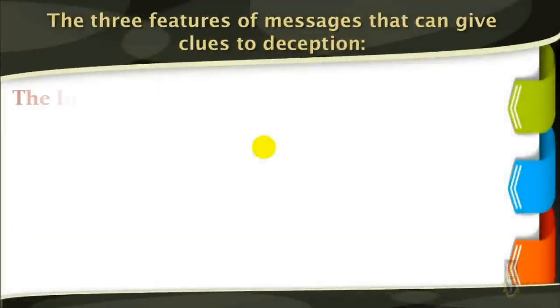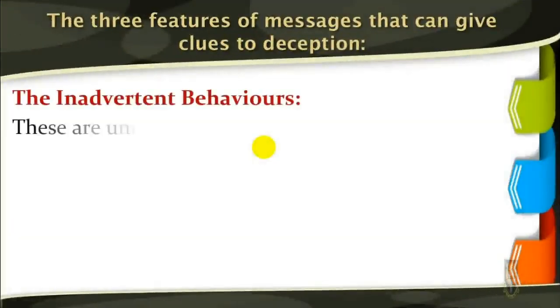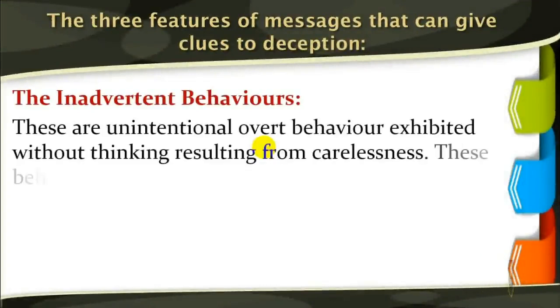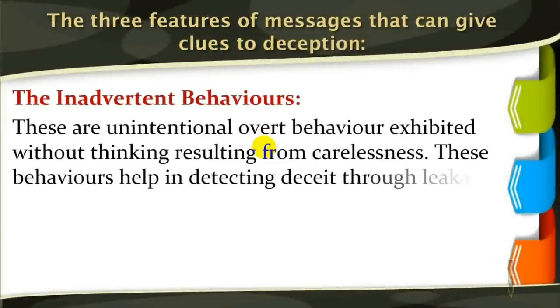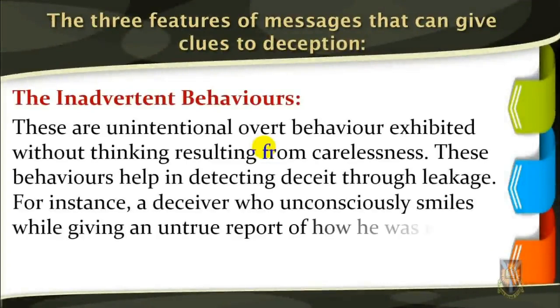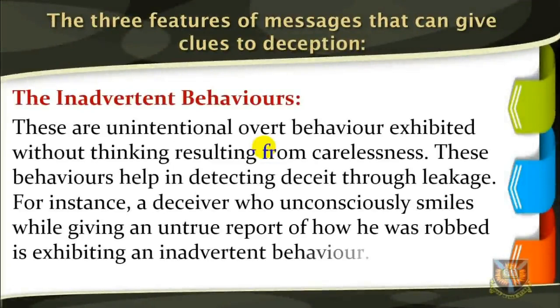The inadvertent behaviors. These are unintentional overt behavior exhibited without thinking, resulting from carelessness. These behaviors help in detecting deceit through leakage. For instance, a deceiver who unconsciously smiles while giving an untrue report of how he was robbed is exhibiting an inadvertent behavior.